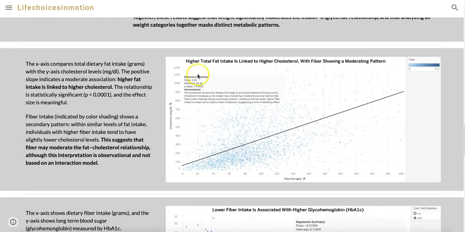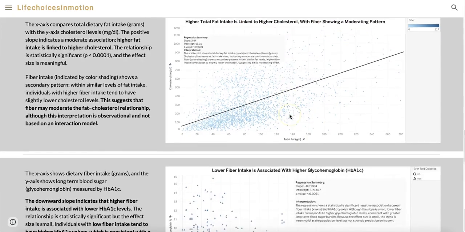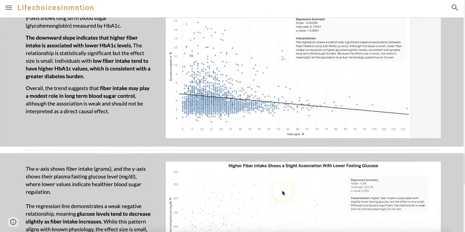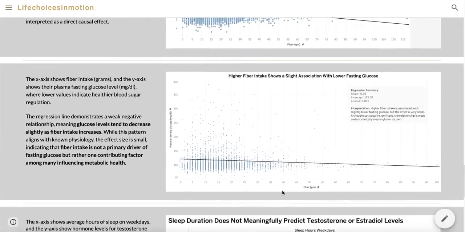This scatter plot shows that higher total fat intake is linked to higher cholesterol, with fiber showing a moderating pattern. Here we have lower fiber intake associated with higher glycohemoglobin levels. And here we have higher fiber intake showing a slight association with lower fasting glucose.